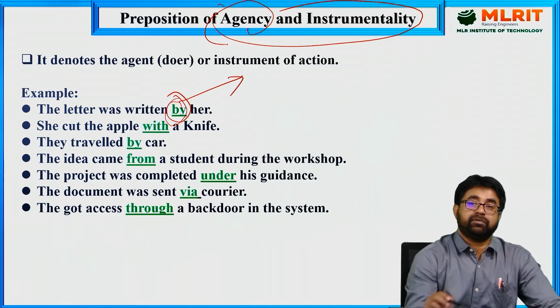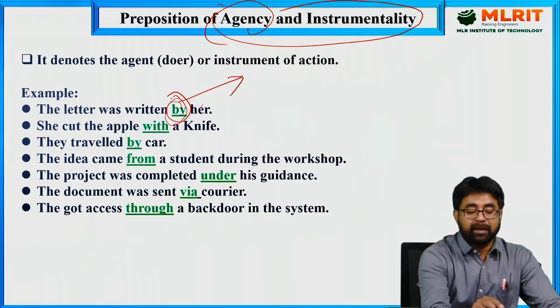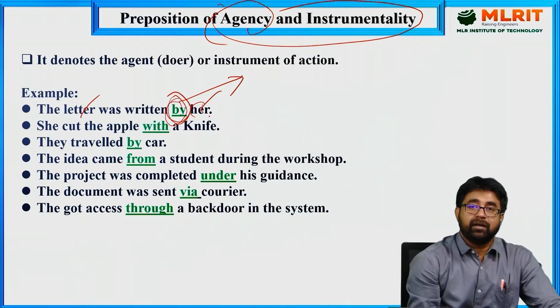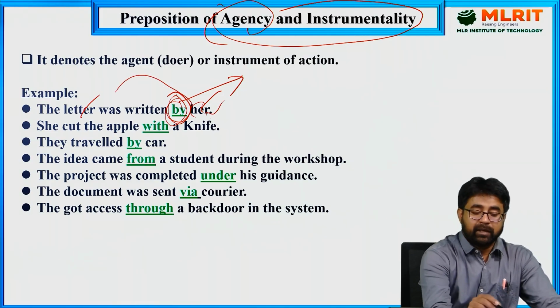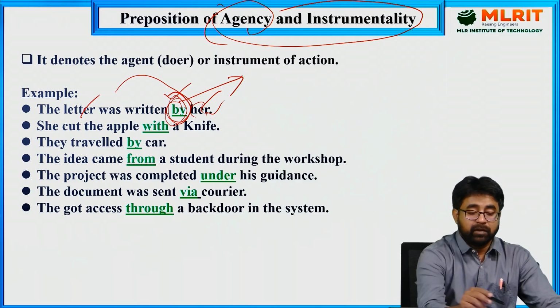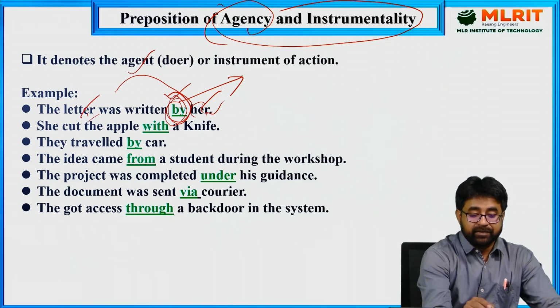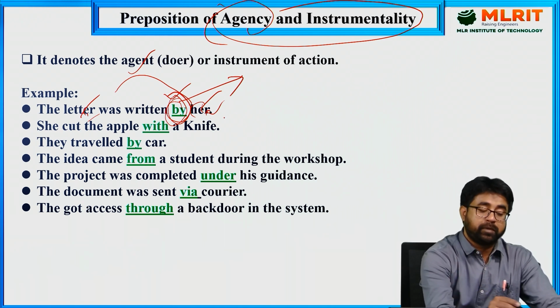Preposition of agency. What is the meaning of agency? The doer, like someone who actually does the action. You can see, the letter was done by her. So this "her" and "letter," what was the relationship? "Her" is a pronoun here, right? You can see the relationship is in terms of the agent, right? She is the agent. She is the doer of that action. She is the performer of the action.